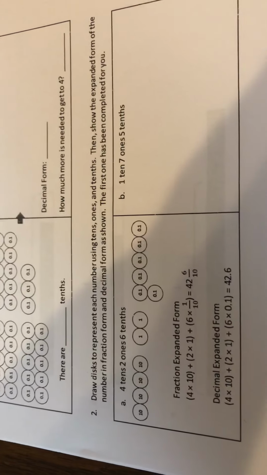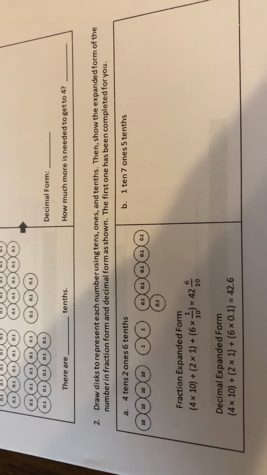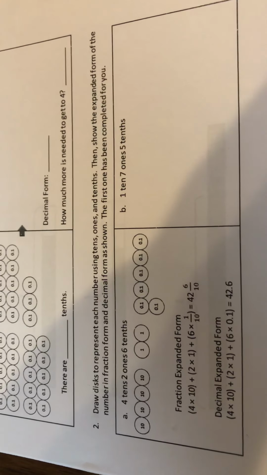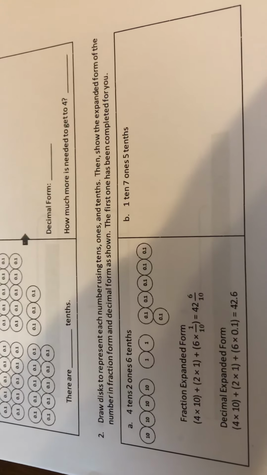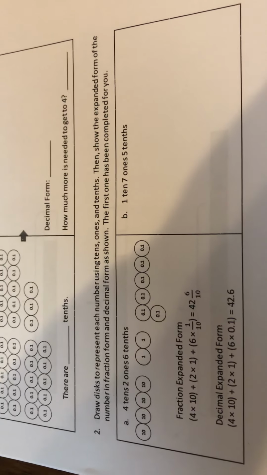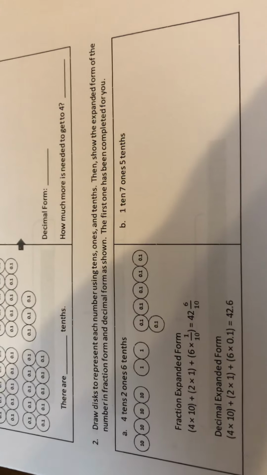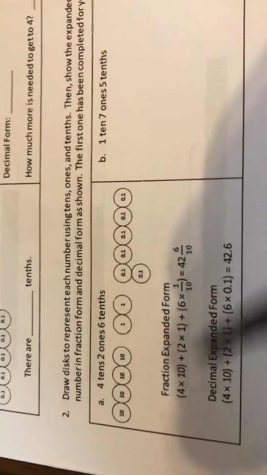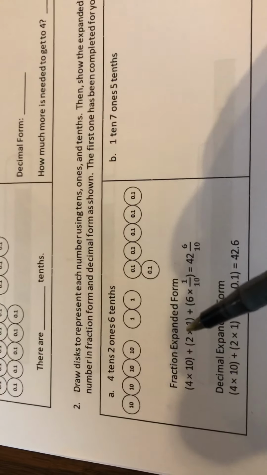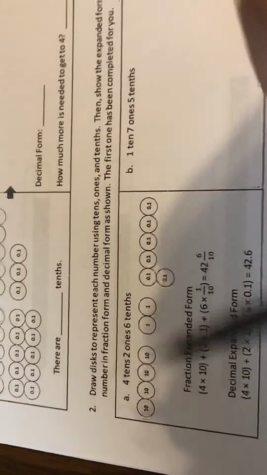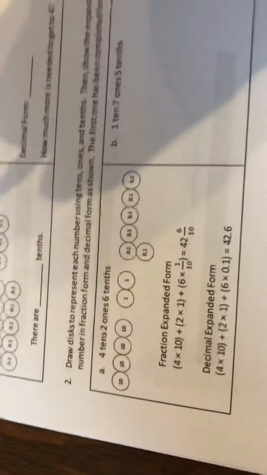Now, down here on the bottom, okay, it's a little bit different. Draw discs to represent each number using tens, ones, and tenths, okay? Then show the expanded form of the number in fraction form and decimal form as shown. First one they did for you. So just pay attention to this one to see what you're going to do over here to get this same work. So I'm going to break this one down for you.